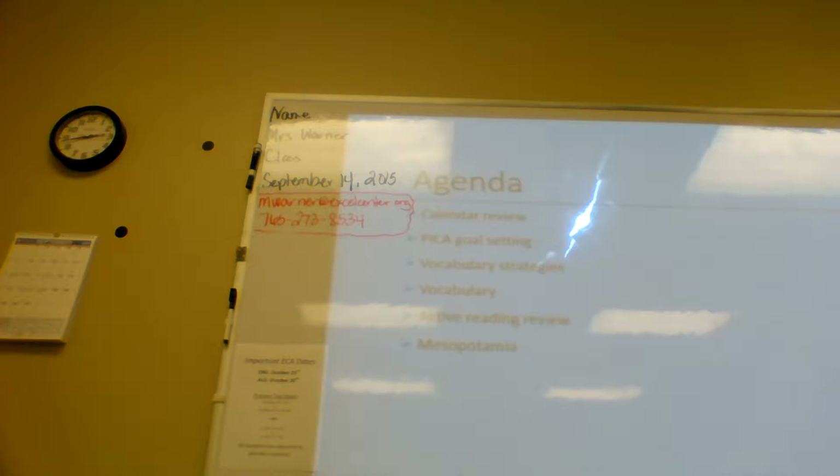So we're going to talk a little bit about Mesopotamia today, and we're going to review it by using those active reading strategies. So the first thing I have for you guys is the calendar for this week and last week. So it is double-sided. So we will look at the side that has 4 days instead of the side that has 3 days for last week.